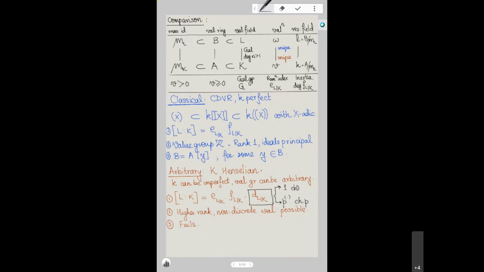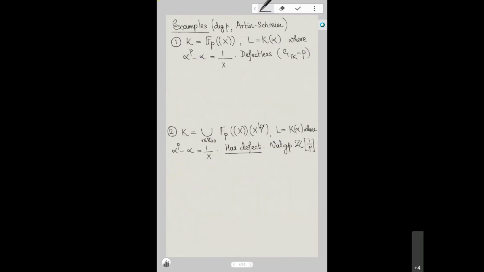Okay. And regarding second and third property, as I said, arbitrary value groups are possible, and you no longer have a nice description for the upstairs valuation ring B. Okay. I've given a couple of examples here. They're both Artin-Schreier extensions, degree P extensions here. Later, I want to focus on degree P extensions. So these are basically very nice to look at.